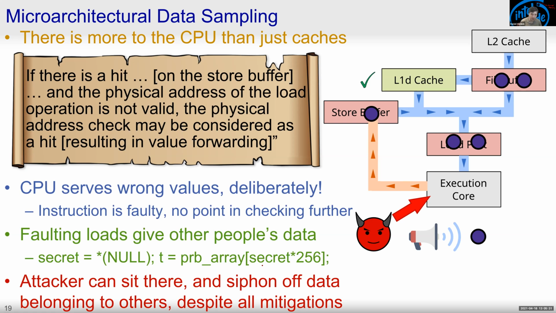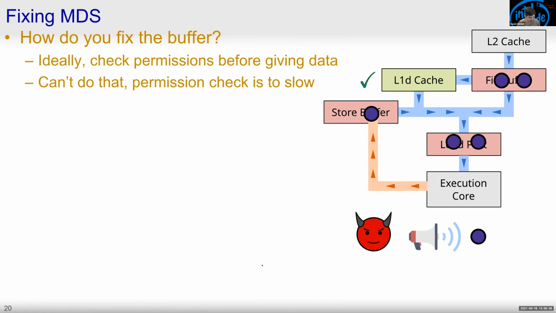So, how do we fix MDS? Well, we have a buffer that is leaky. Ideally, you want to check permissions before giving data from the buffer. But we can't do that, for two reasons. One, there is no time. The buffers need to respond faster than the permission check. And two, it's in hardware, and we already shipped the hardware. So we can't modify the hardware after we shipped it. Sorry, out of luck.